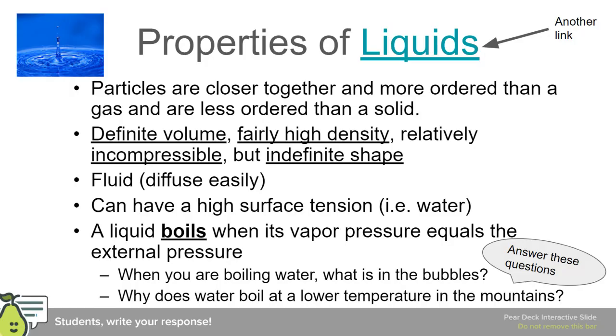Why does water boil at a lower temperature in the mountains? Well, it's because as you go up into the mountains, you actually drop in pressure. So you have less pressure on the outside pushing on those bubbles. As that water vapor wants to escape, it's easier for it to escape because it doesn't have someone pushing down on it.